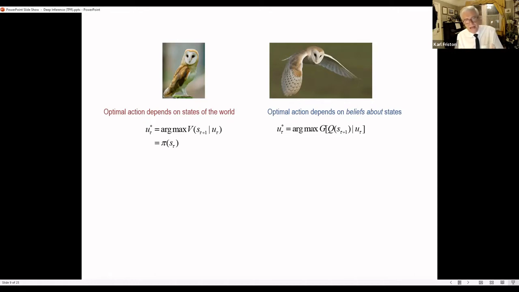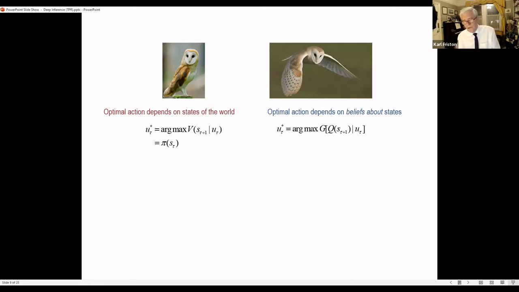But uncertainty is an attribute not of the state of the world. It's an attribute of your beliefs about states of the world. So that tells you immediately that the objective function that we're searching for is not a function or a value function of states of the world. It's a function of beliefs about states of the world. So I've written that down here formally in terms of choosing the actions that maximize a functional, which we'll see is the expected free energy, of beliefs about the states of the world that would ensue if I committed to this particular action.